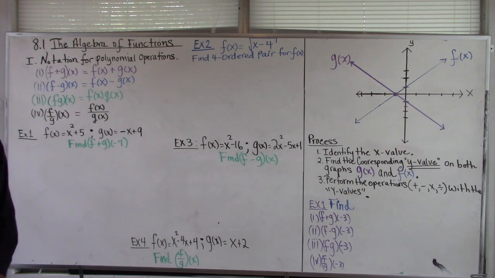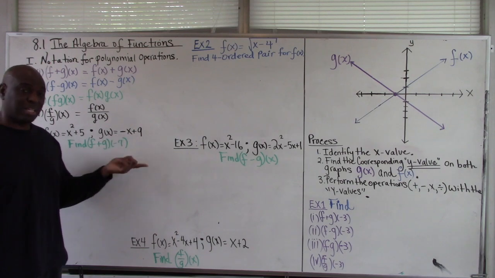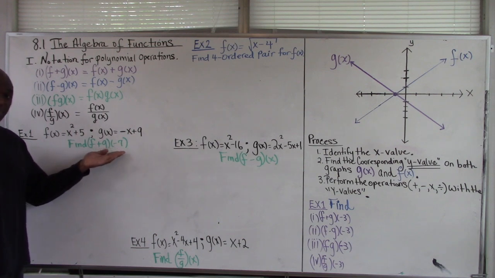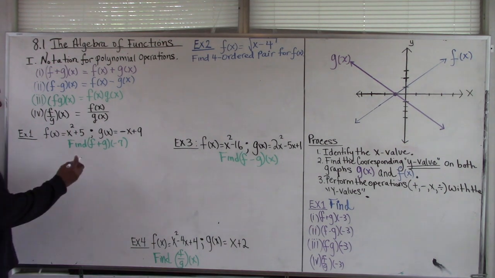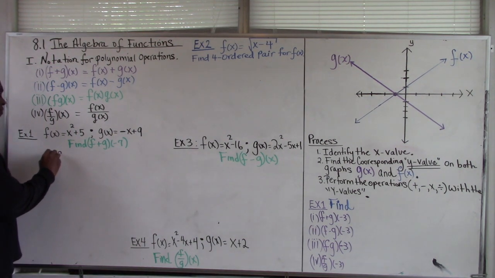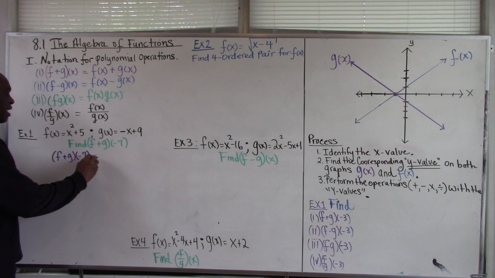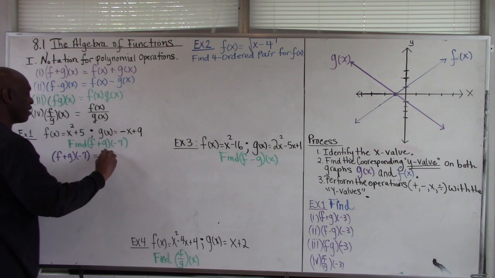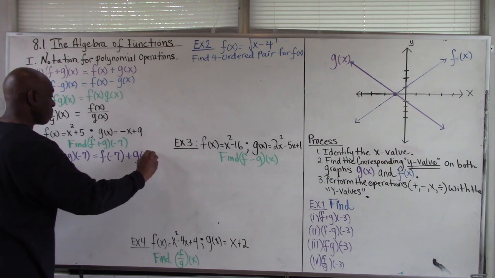So let's do an example here. We have f of x, which is x squared plus 5, and g of x, which equals negative x plus 9. Let's find f plus g of negative 7. Now, it can be rewritten. Watch this. f plus g of negative 7 is the same thing as f of negative 7 plus g of negative 7.